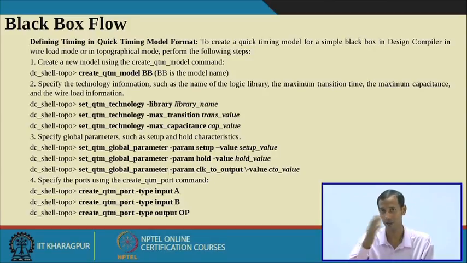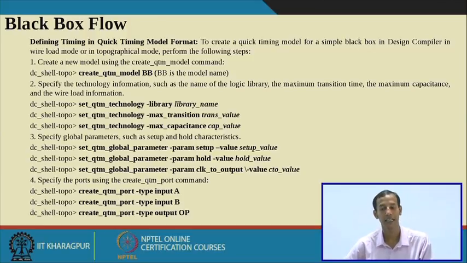Okay. As we have already discussed in the earlier slides, the first thing is how you can do this. To run this, you have to go to the topographical mode, not just the normal mode. In DC shell topographical mode you can write this command: create_qtm_model BB. So BB is the model name now.